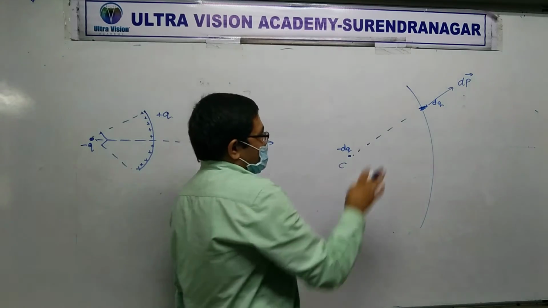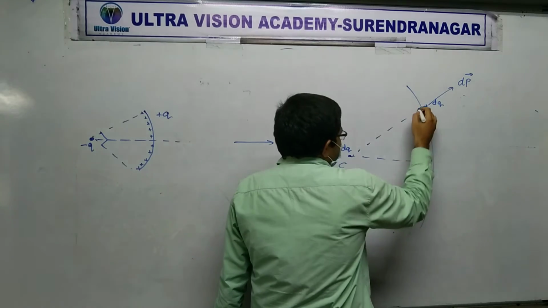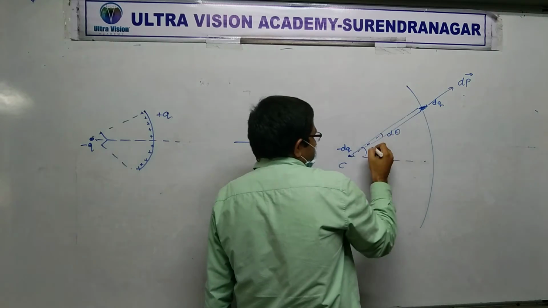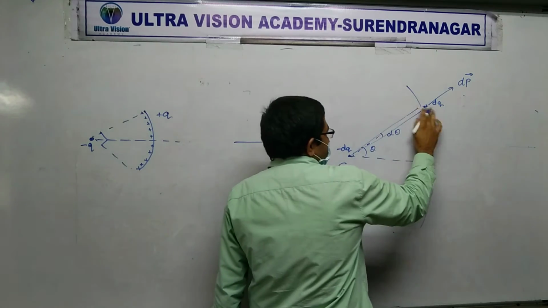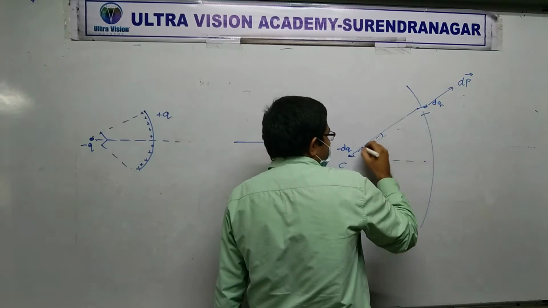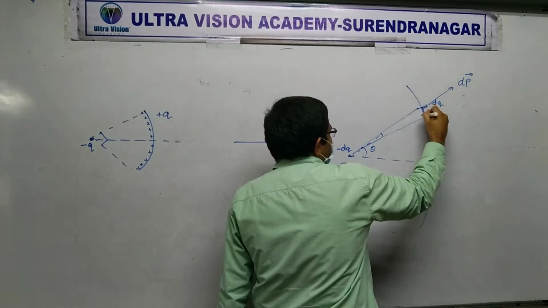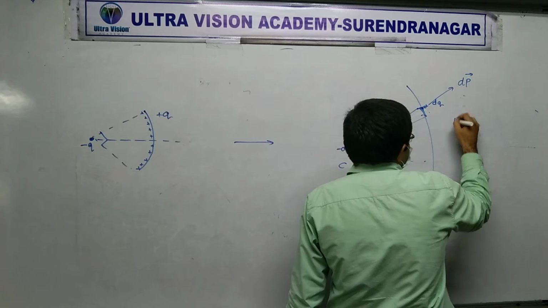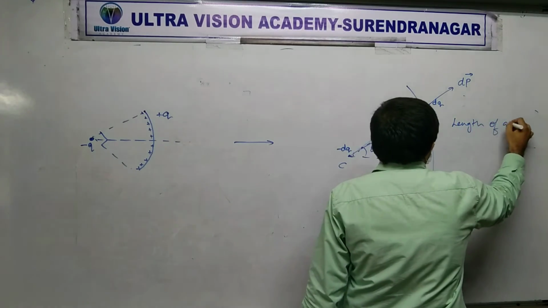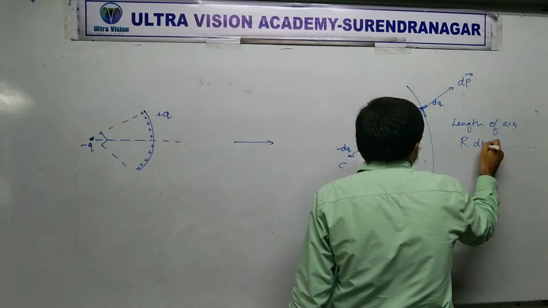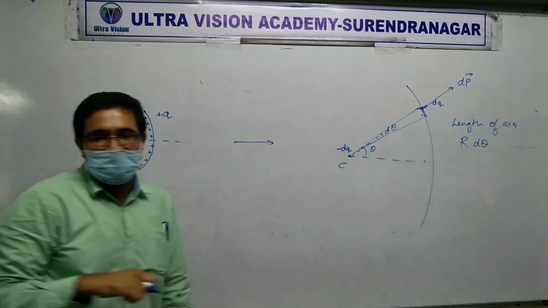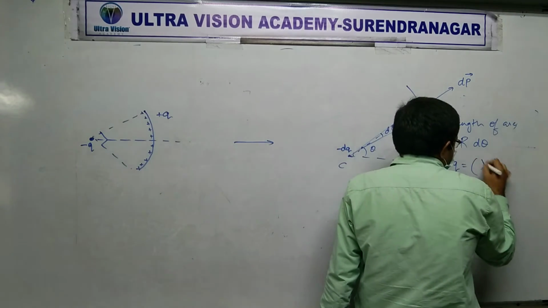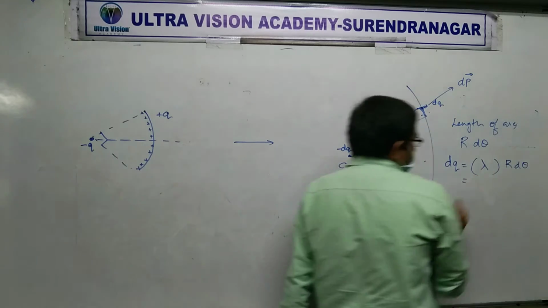Now let's say this makes an angle theta, and this is a small angle d theta, as done earlier. Just for the sake of drawing, I'm drawing it large so that you can see. This is the small r with charge dq, and this is angle d theta. So the length of the arc will be r into d theta. The small charge dq will be equal to lambda into r d theta.